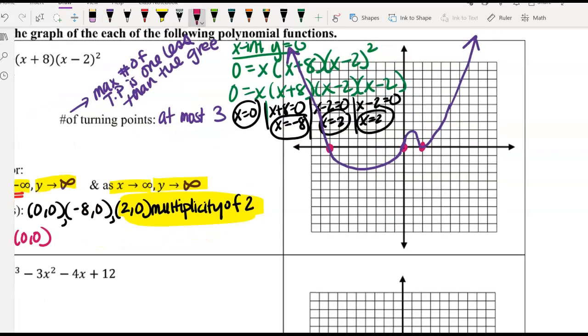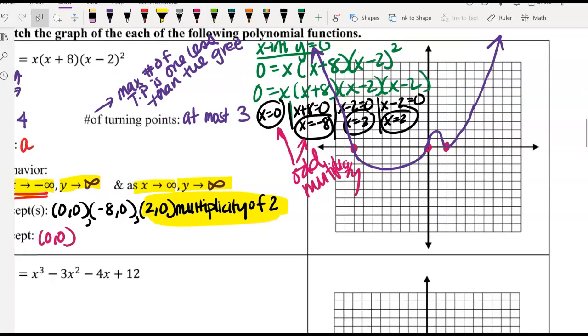These right here had odd multiplicity, odd and odd. That means they had a power of 1. So a power of 1 will make the graph run through it, okay? So that's why we run through the -8, we run through the 0, but at +2, it was an even multiplicity. So we bounce off it and we loop back up.